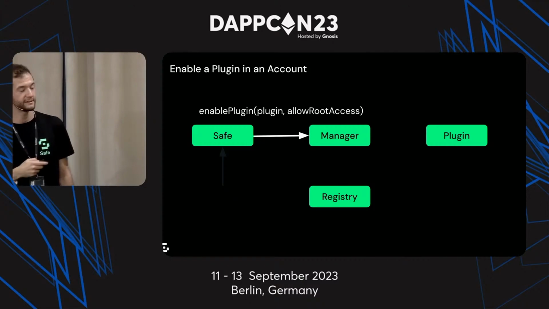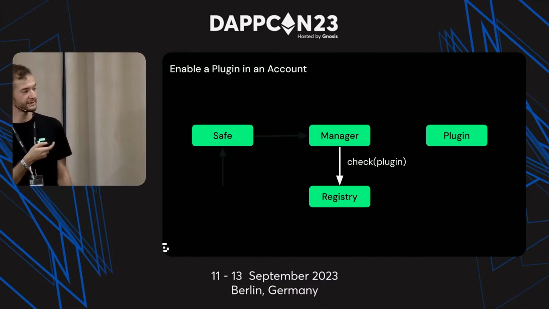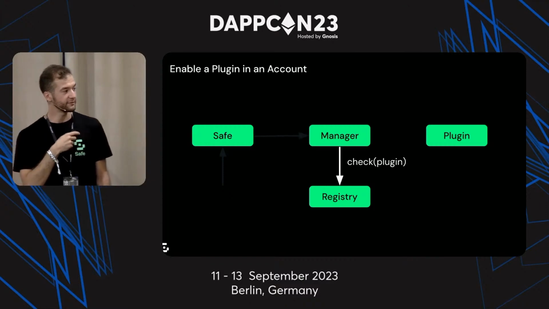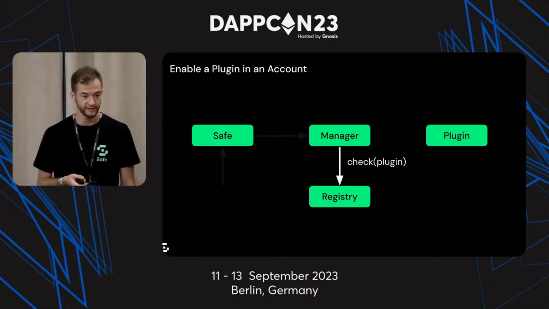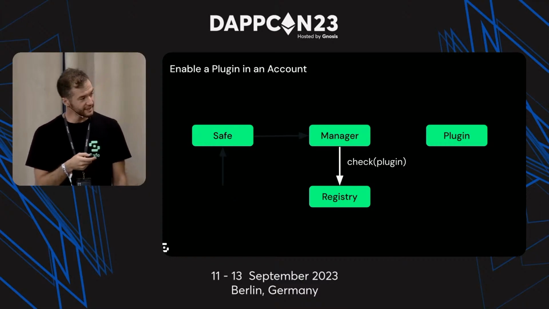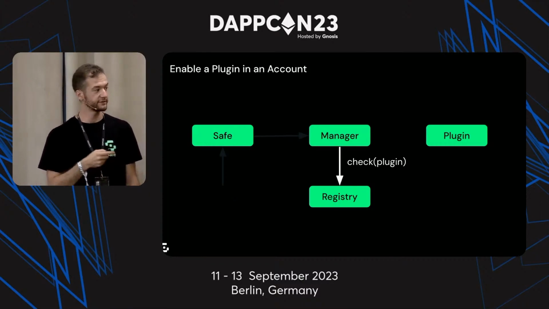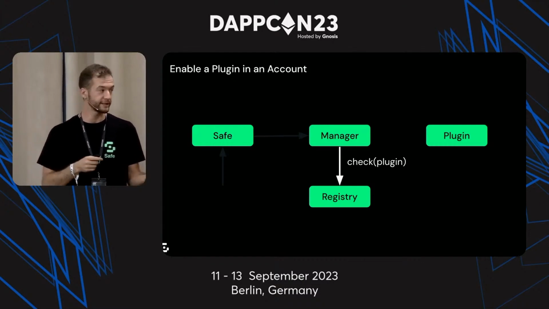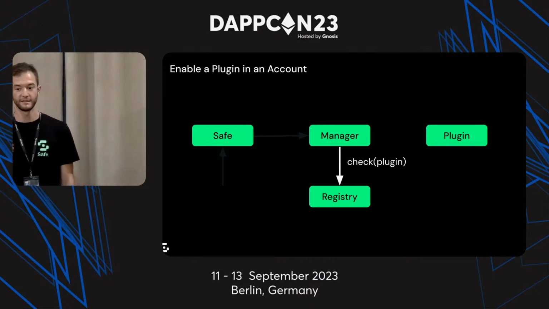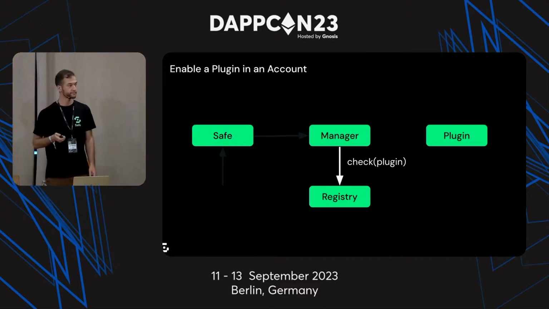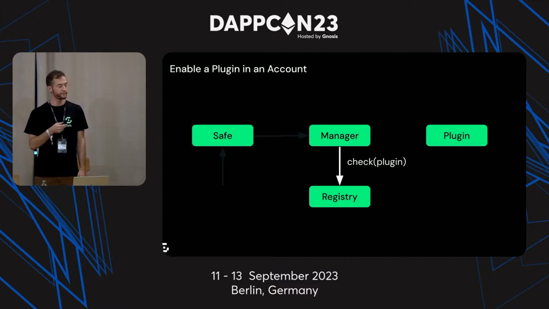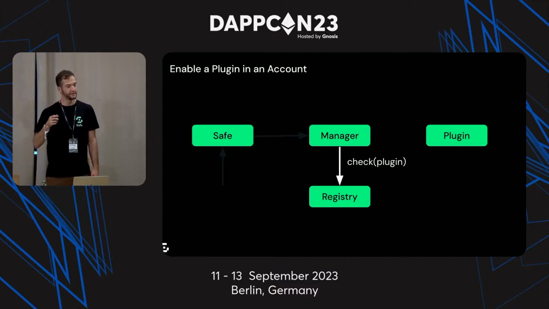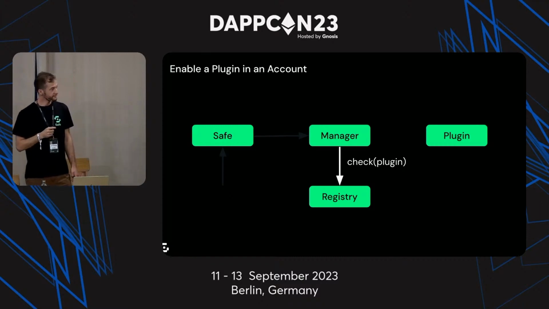Once the safe calls the manager to enable the plugin, the manager will check if the plugin the safe wants to enable is included in the registry, because that is mandatory. Also, our implementation of the registry has a property for its plugins where they can be flagged or not. If a module is flagged, it means it's not usable. It's marked as blocked. For example, if there's a registry with multiple modules and somebody finds a vulnerability for one module, for one plugin, sorry. Well, modules.